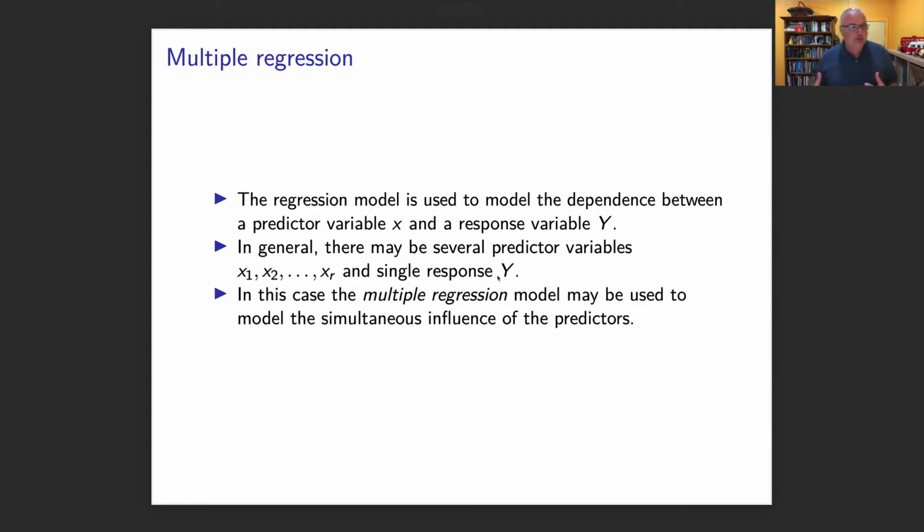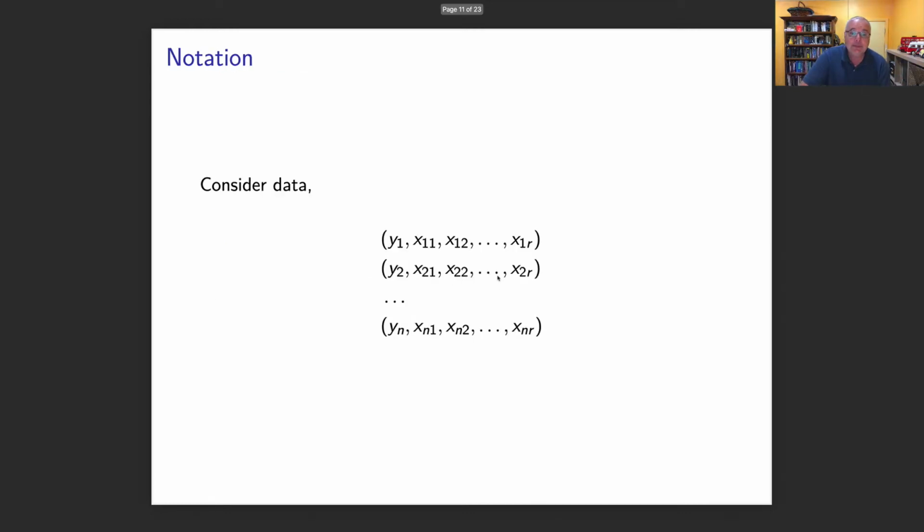But in multiple linear regression, we're going to have multiple predictors, which we denote x1, x2, up to xr. So we've got r predictors, and a single response y, and the y is a real number. I say it's a real number because later in this course we'll break that assumption. In multiple regression, we want to model the simultaneous influence of the predictors on y. So it's our first predictive model that you're going to see.